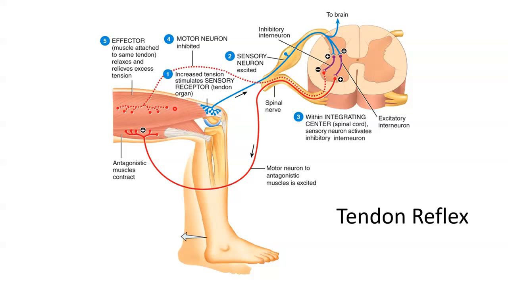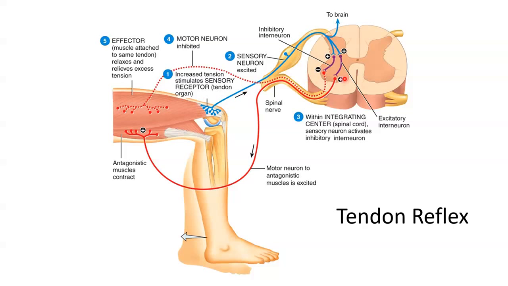So let's say in this example that someone is doing maybe a leg extension, they're contracting our quadriceps muscle really strongly. They've put way too much weight on the machine. That is putting pressure or tension through our Golgi tendon organ. The Golgi tendon organ is stimulated and it transmits an action potential along a sensory neuron.